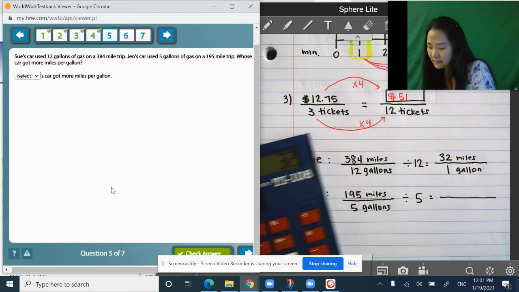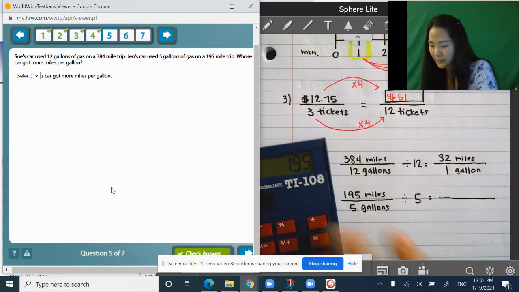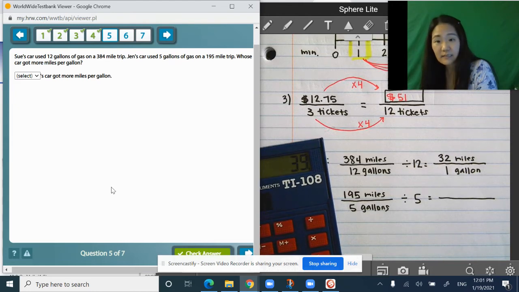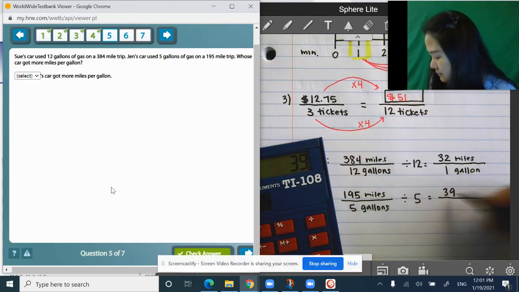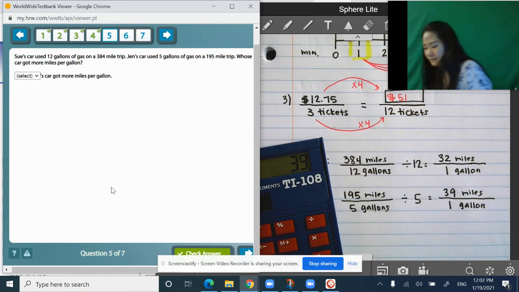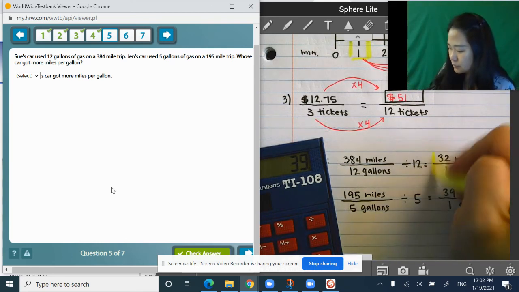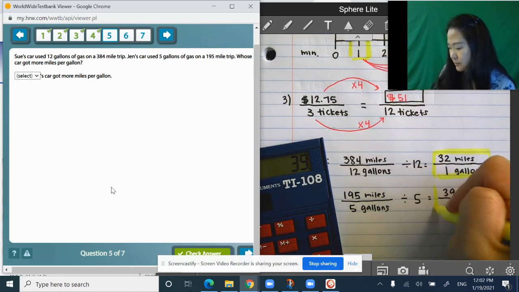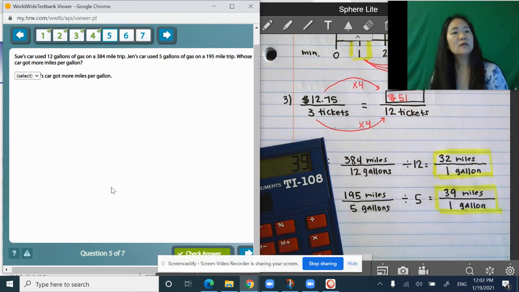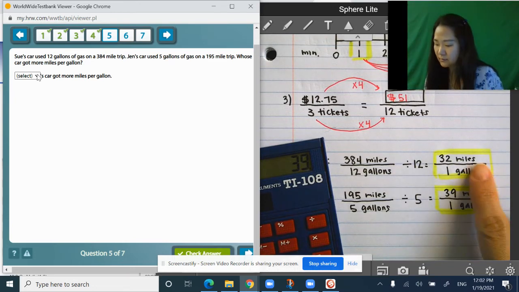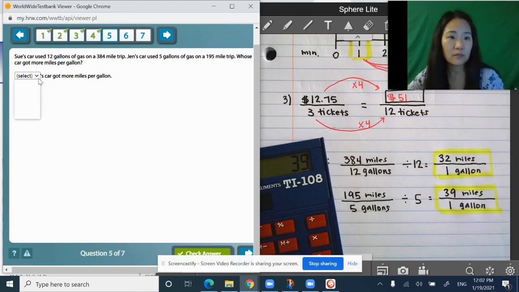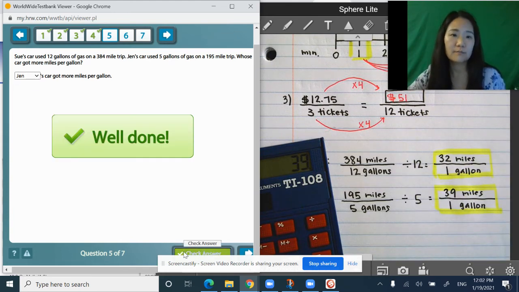And for Jen, 195 miles divided by 5 gallons, and it is 39 miles per gallon. Okay? So between the two, 32 miles per gallon and 39 miles per gallon, which one got more miles per gallon? Well, if you take a look, 32 and 39, 39 is more, so Jen's car got more miles per gallon.